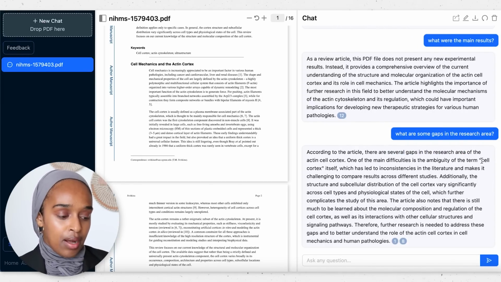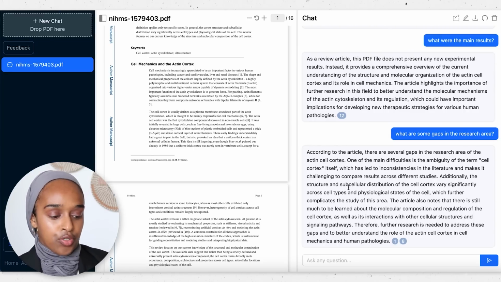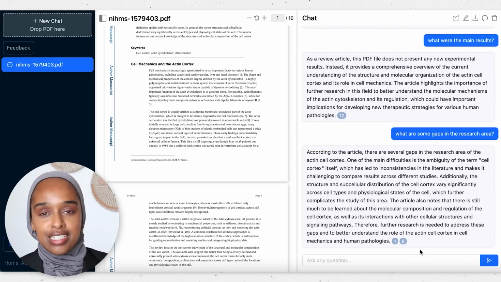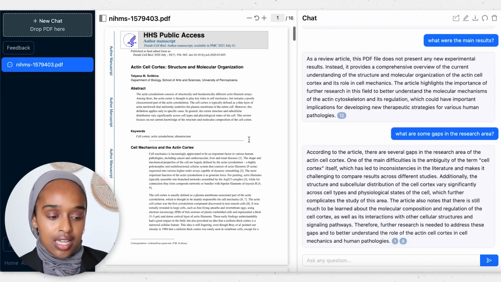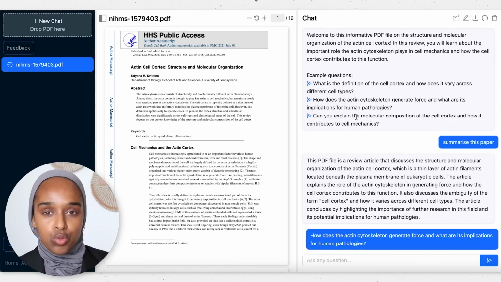One of them is about the ambiguity of the term itself. Another one is about the structure. Another one is about the molecular composition, and so on and so forth. So it gives you a really good idea for where to begin. So yeah, I really like this. I think it's not only able to explain it in an easy way, but also goes into quite a lot of scientific detail, which is really good and really handy.